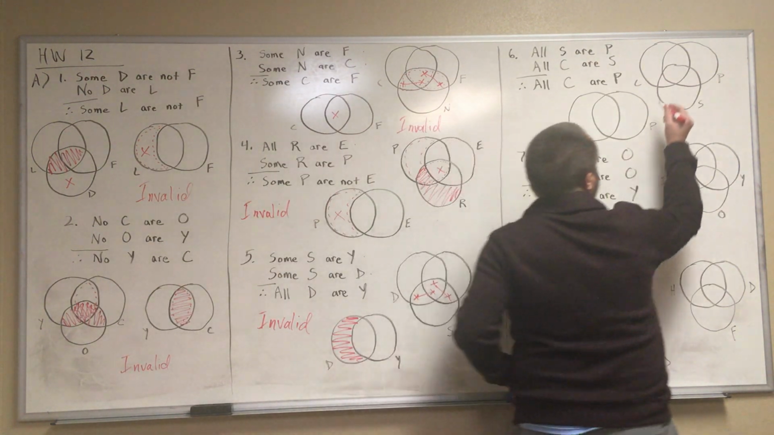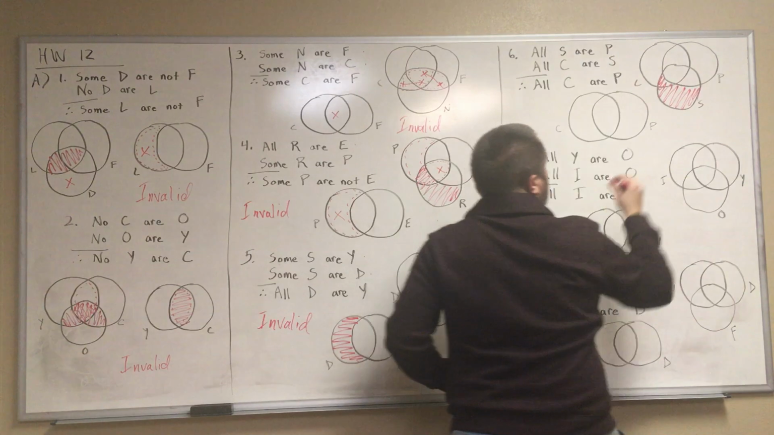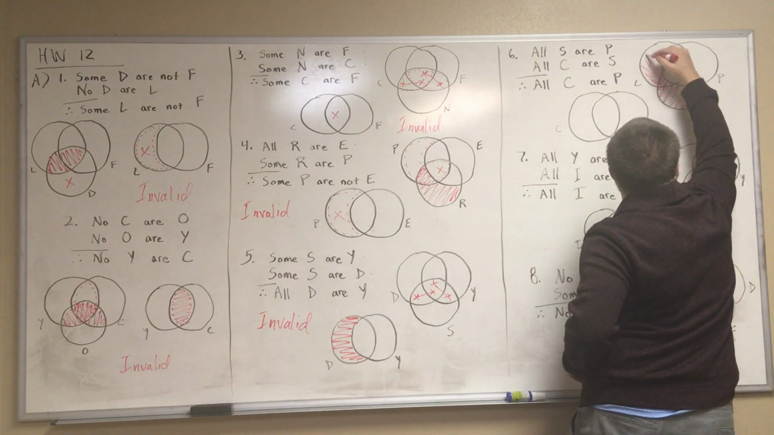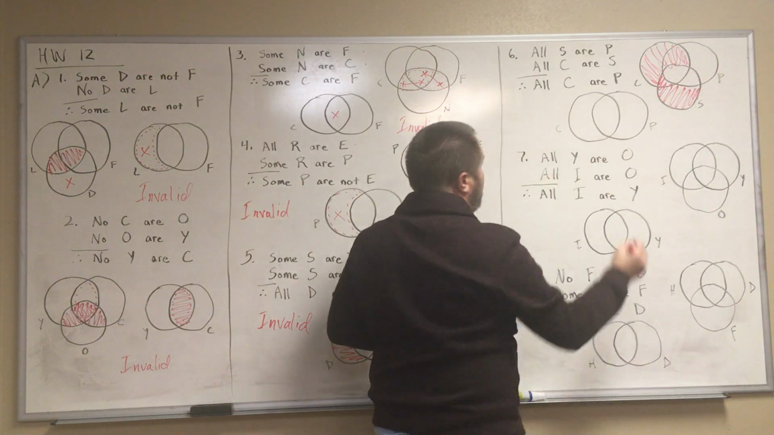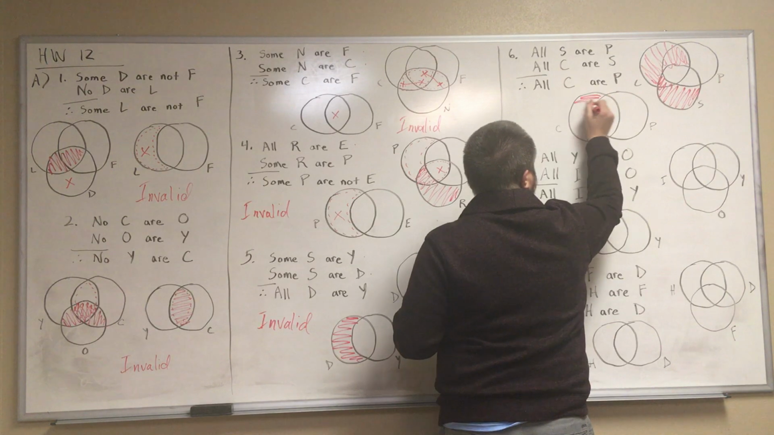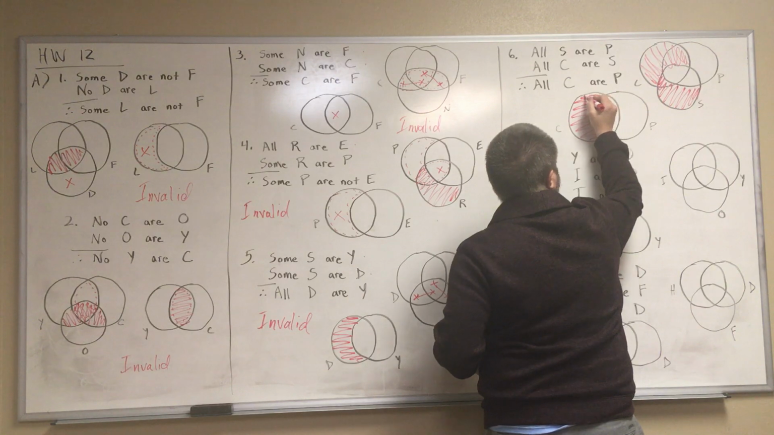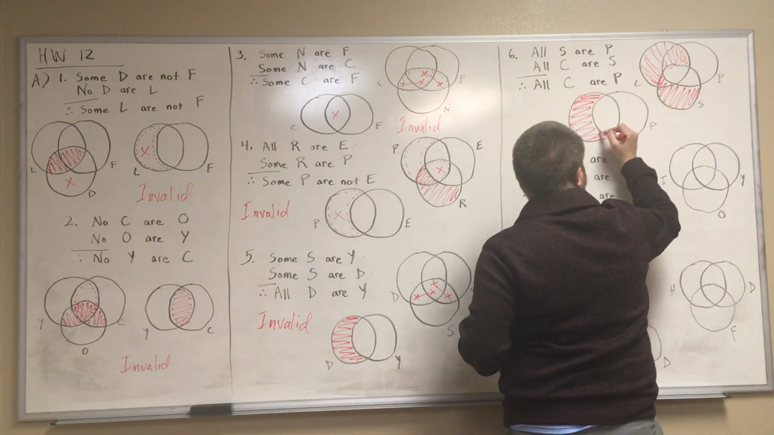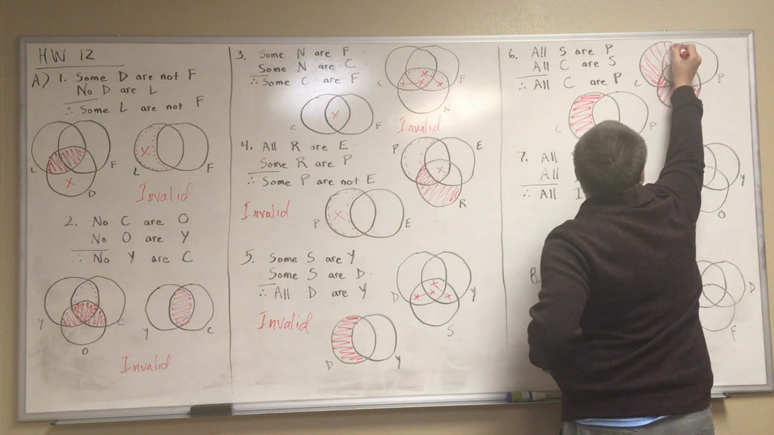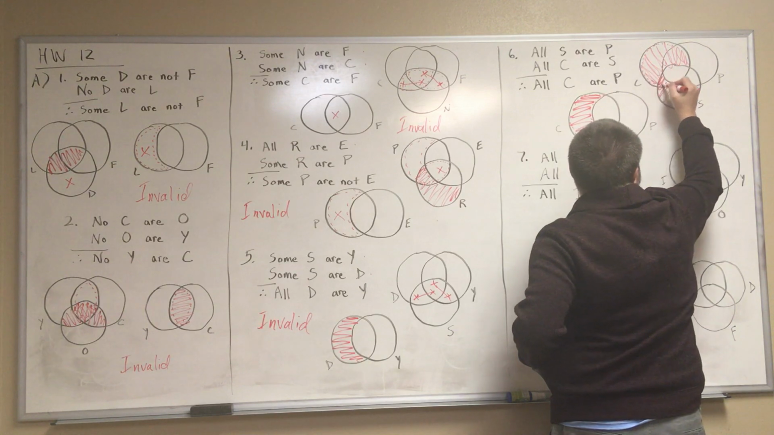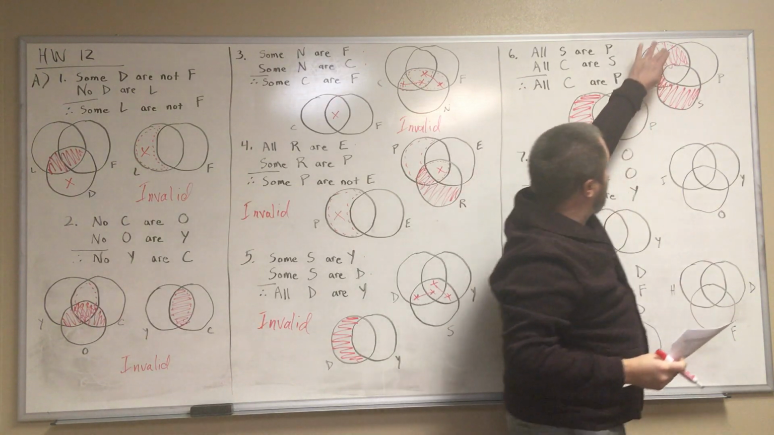So all S are P. All C are S. And then our conclusion is all C are P. And so what the conclusion is asking for is shading in this entire crescent moon on the left. So we transfer that over to the 3-circle Venn diagram and see if that's information that it's giving to us. And indeed, that's all shaded off.